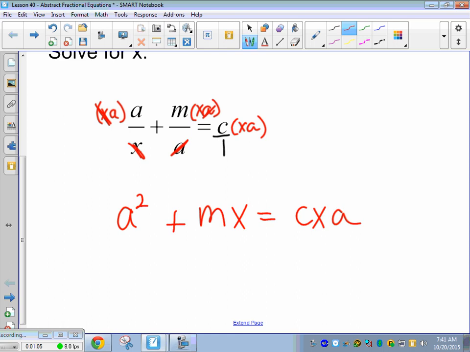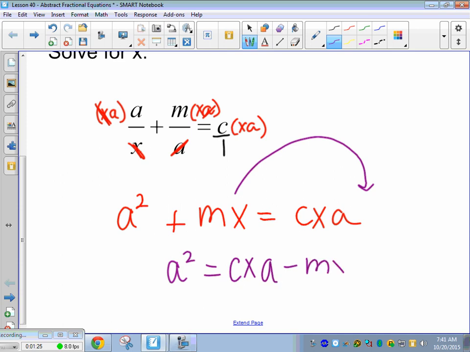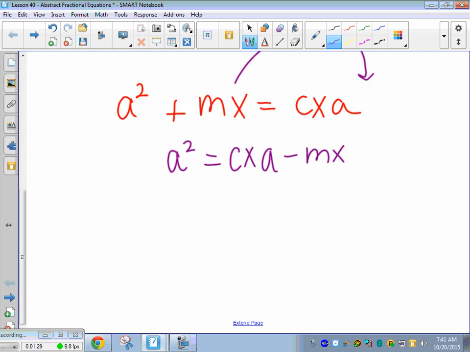All right, the next step here is I need to get all my x's on one side. Since I'm solving for x, they need to all be friends on the same side of the equation. It doesn't matter which side you put them on, but we want to move any terms that have x together and any terms that don't have x on the other side. So I'm going to move the mx to the other side, and it becomes negative, since it was positive, when I move it to the other side.